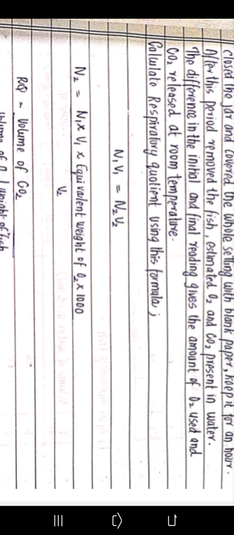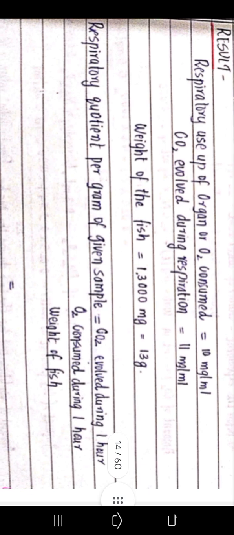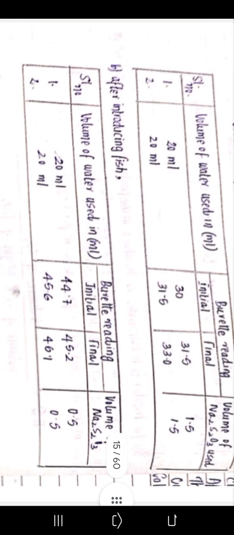Once again, how to calculate this? N1V1 is equal to N2V2. You know that. N2 is equal to N1V1 by V2 along with the equivalent weight of O2 into 1000. RQ is equal to volume of CO2 by volume of O2, weight of fish. Result: we will be seeing this result after viewing the observations.